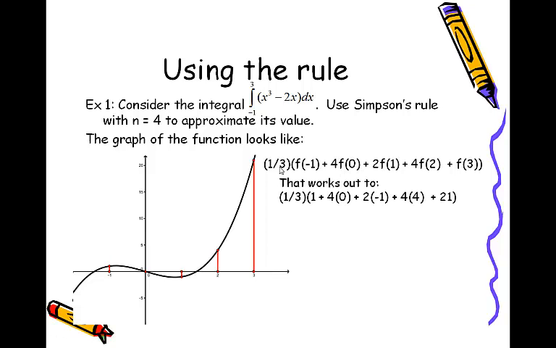So that works out to be 1/3 times 1, because f of -1 is 1, plus 4 times f of 0, which is 0, plus 2 times f of 1, which was -1, and then plus 4 times f of 2, which is 4, and then plus f of 3, which turned out to be 21. So the inside ends up adding up to 36. Multiply that by 1/3, and you get 12. So according to Simpson's rule, the area between this curve and the x-axis is 12.